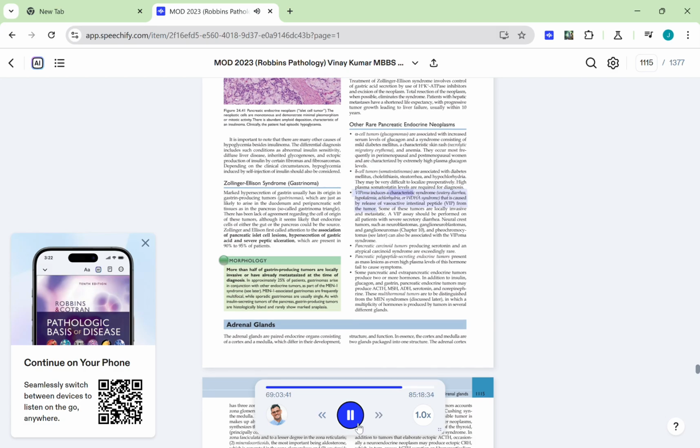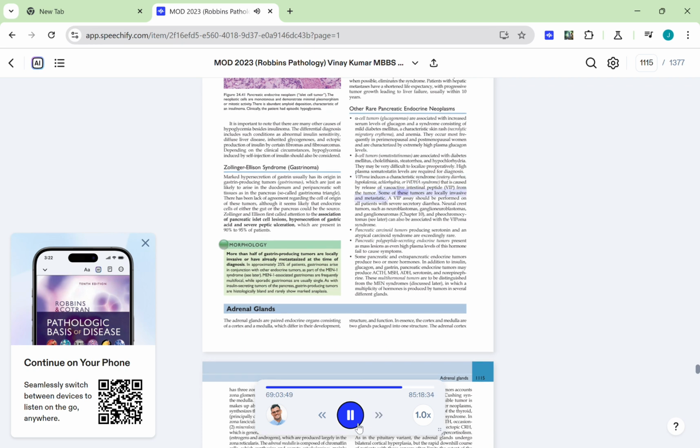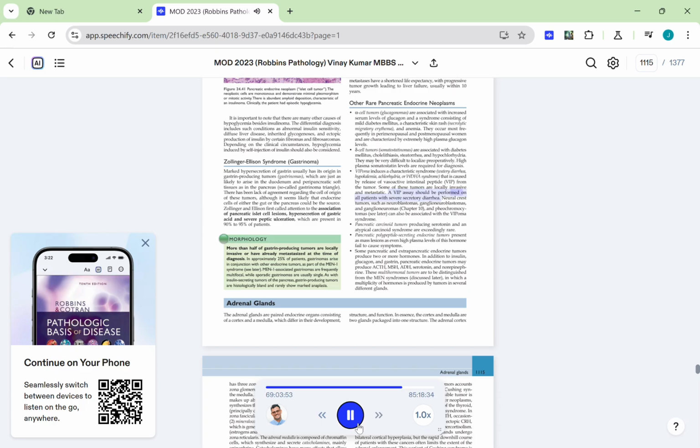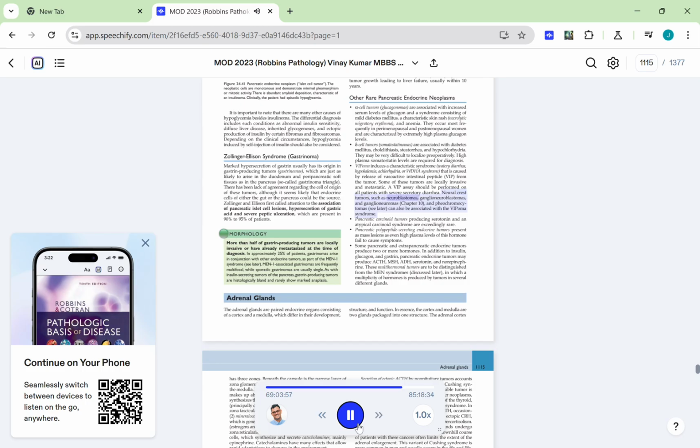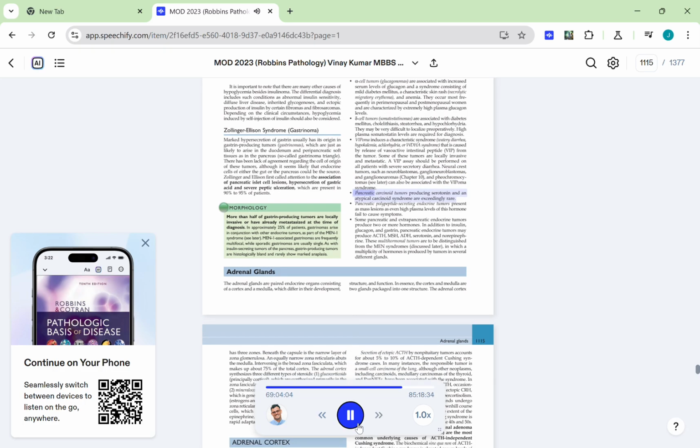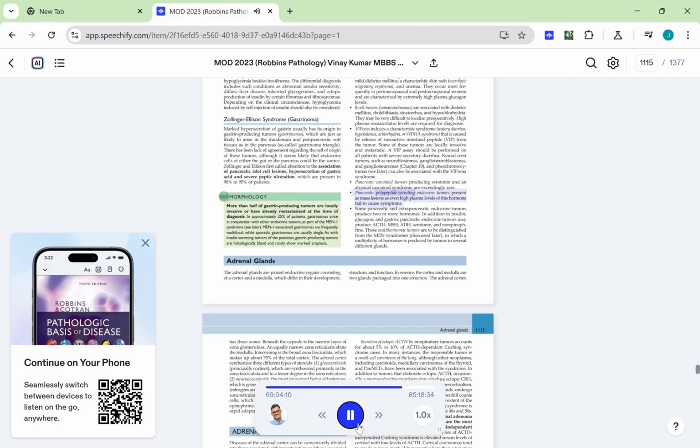Vipoma induces a characteristic syndrome that is caused by release of vasoactive intestinal peptide from the tumor. Some of these tumors are locally invasive and metastatic. A VIP assay should be performed on all patients with severe secretory diarrhea. Neural crest tumors such as neuroblastomas, ganglioneuroblastomas, ganglioneuromas, and pheochromocytomas can also be associated with the Vipoma syndrome. Pancreatic carcinoid tumors producing serotonin and an atypical carcinoid syndrome are exceedingly rare. Pancreatic polypeptide-secreting endocrine tumors present as mass lesions as even high plasma levels of this hormone fail to cause symptoms.